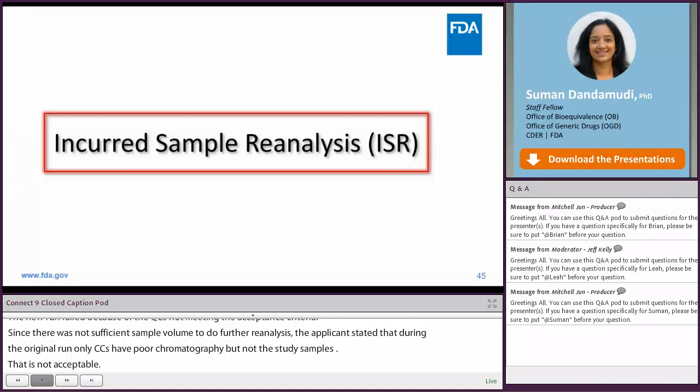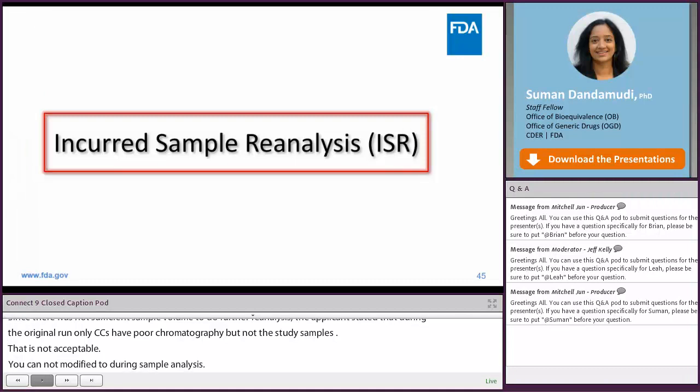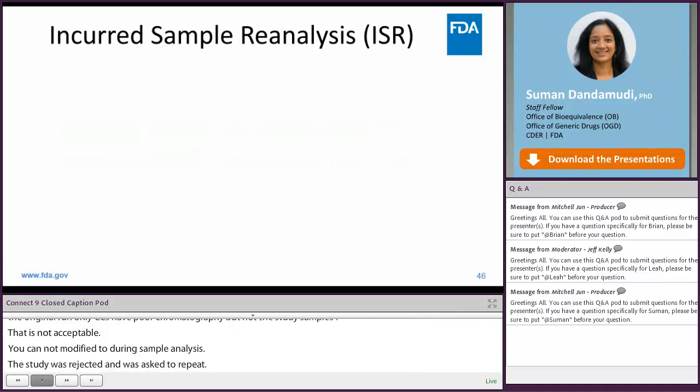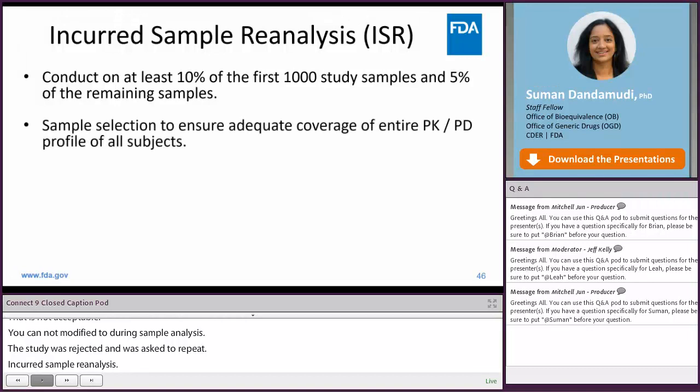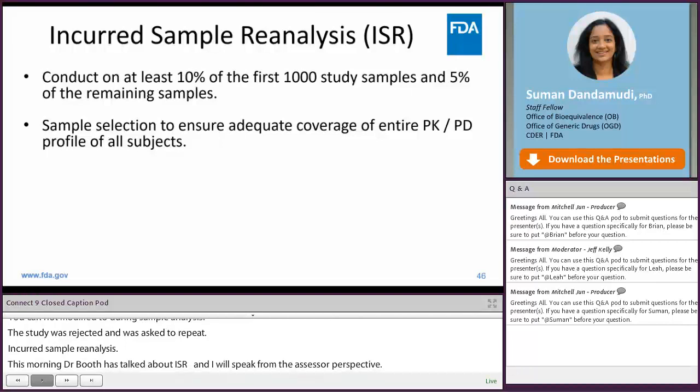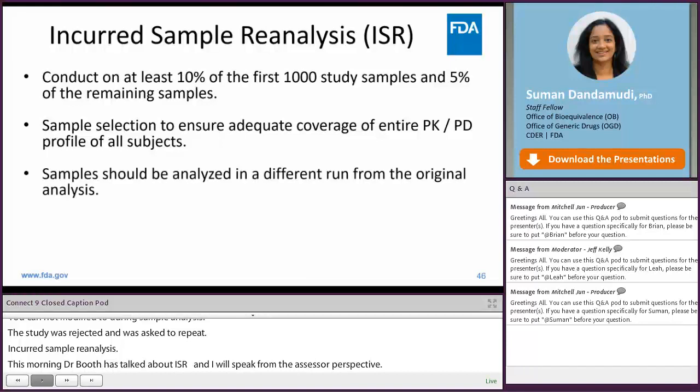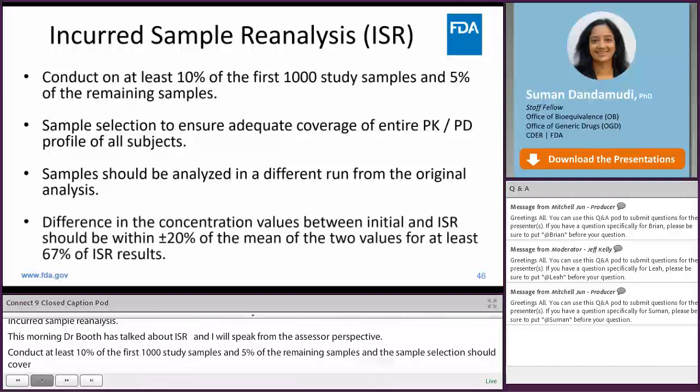Incurred sample reanalysis. This morning, Dr. Booth talked a little bit about ISR and what is to be submitted. Now I'll speak from the ANDA assessor's perspective. Conduct it on at least 10% of the first 1,000 study samples and 5% of the remaining samples. Usually the sample selection should cover the entire PK profile, that is, samples near the Cmax and also at the elimination phase. Samples should be analyzed in a different run from the original analysis. And the difference between the initial and ISR concentration values should be within 20% of the mean of the two values, for at least 67% of the ISR results.